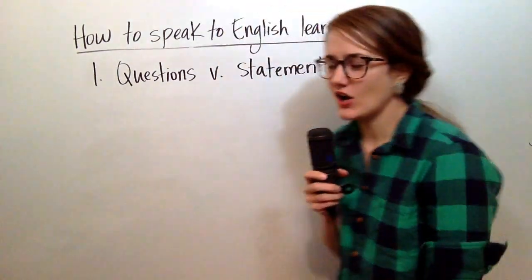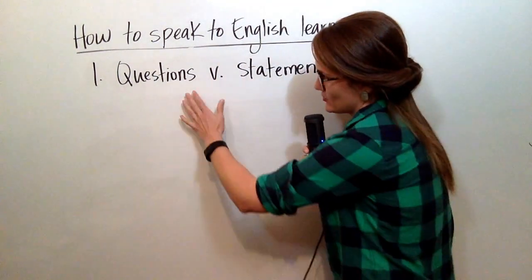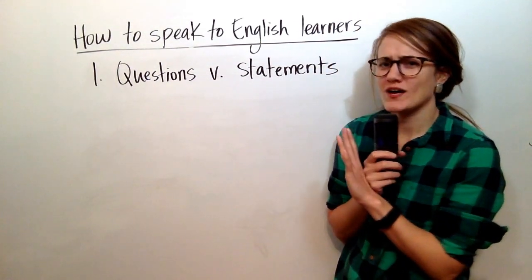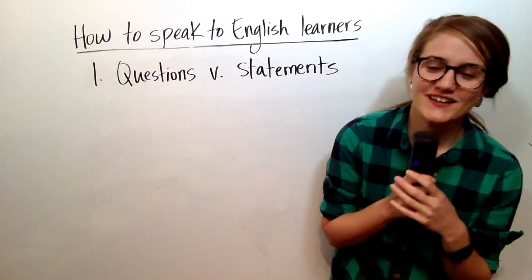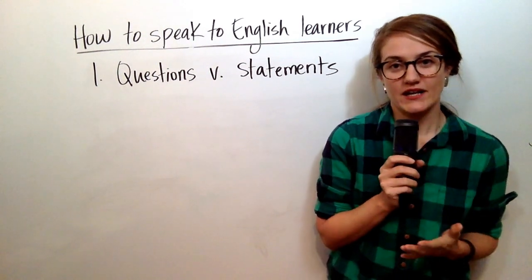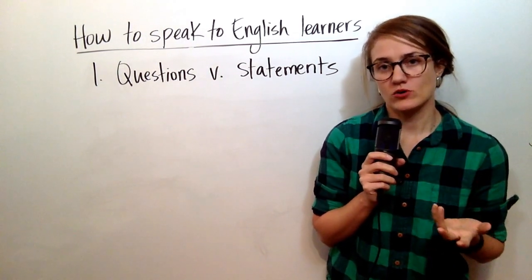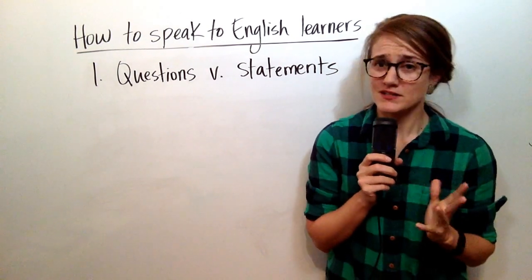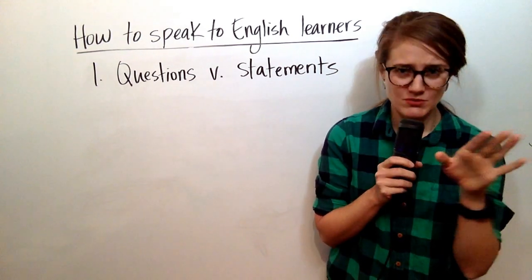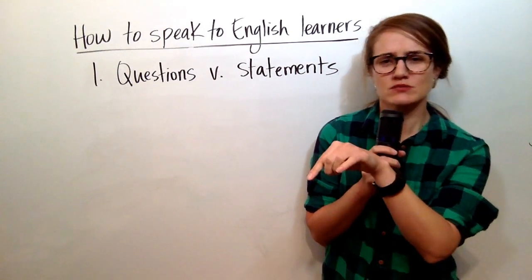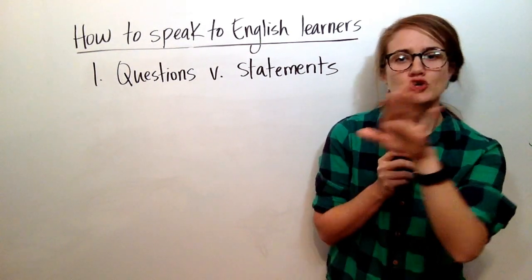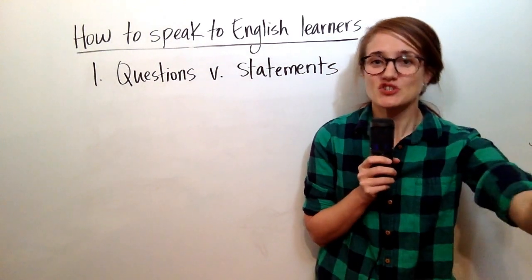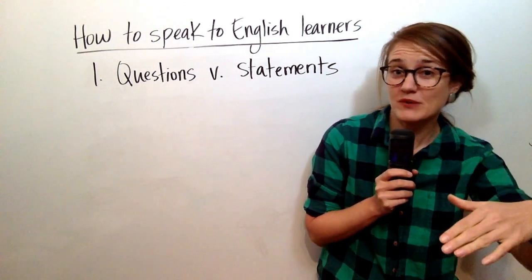Okay, so part 3, questions versus statements. Now, you may not know this, but in English, if we want to be polite, usually we speak in a question format. We say, could you please pass the bread? Could you maybe, when you get a chance, could you please pass the bread? Can you give me that bread? Could you hand me the bread? Could you please situate the bread in a way where it is close to my plate?